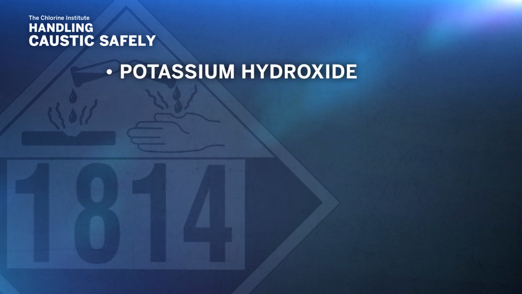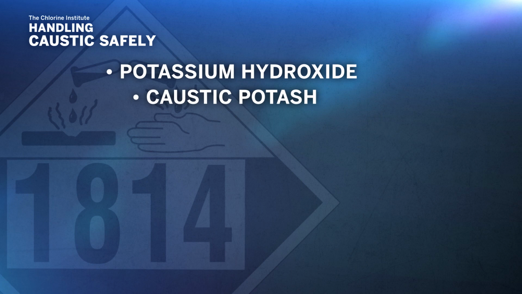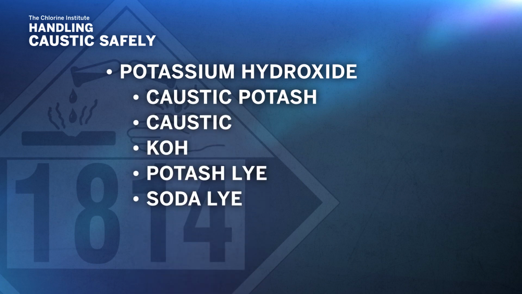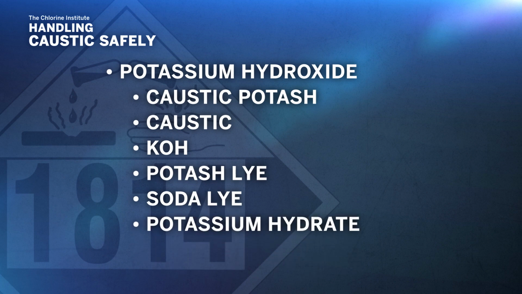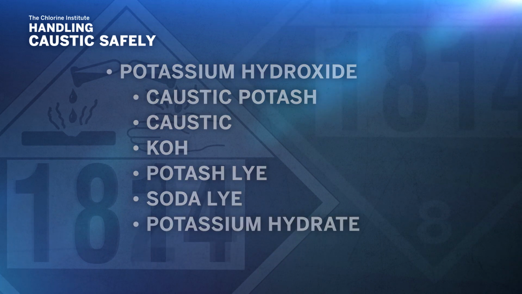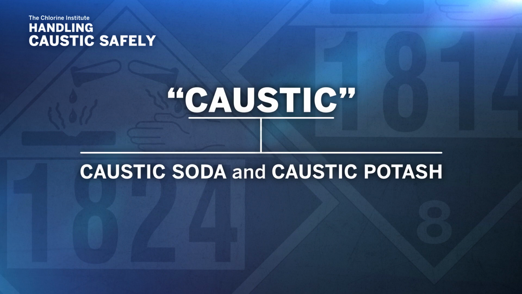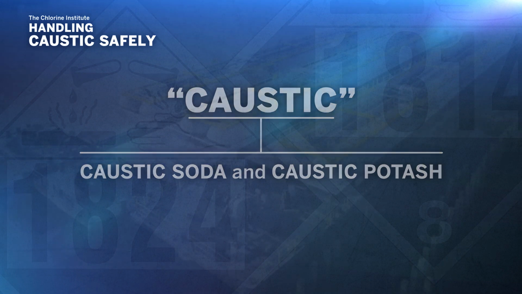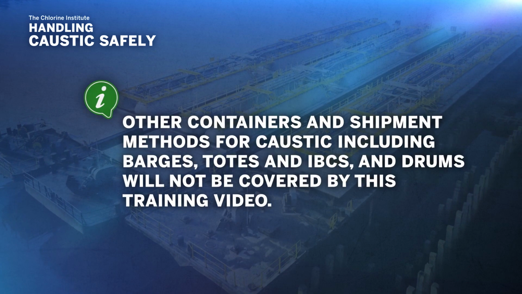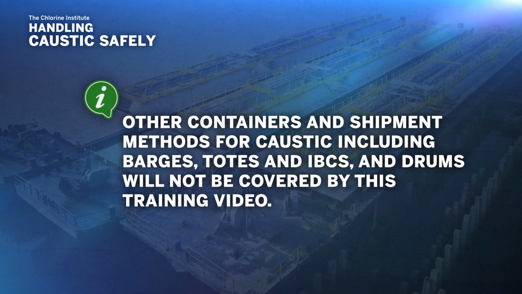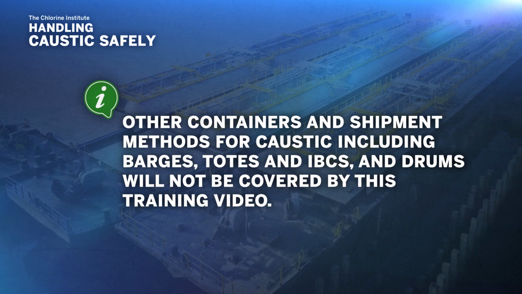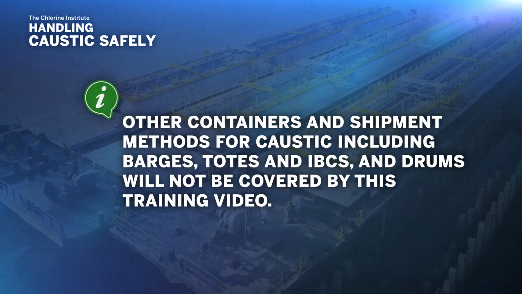Potassium hydroxide is also known as caustic potash, caustic, KOH, potash lye, soda lye, and potassium hydrate. Unless otherwise stated, the name caustic will be used to refer to both caustic soda and caustic potash during this video. Other containers and shipment methods for caustic, including barges, totes and IBCs, and drums, will not be covered by this training video.